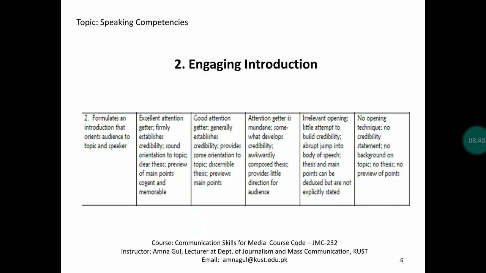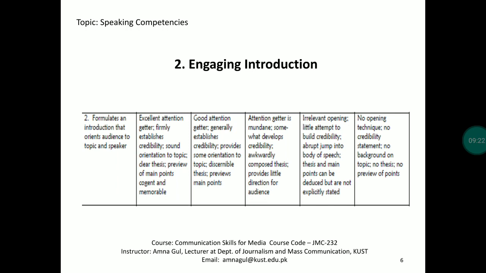Okay, number 2, engaging introduction. What is the competence? That the student formulates an introduction that orients the audience to the topic as well as the speaker. For that matter, I'll start with the advanced one, number 4. The student starts with an excellent attention getter to gain the interest and attention of his audience. He firmly establishes credibility. There is a sound orientation to topic. There is a clear thesis. He provides a preview of main points, cogent and memorable.